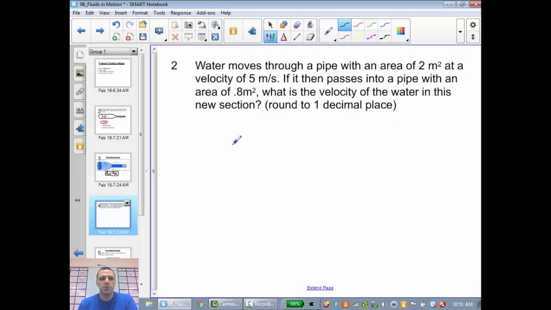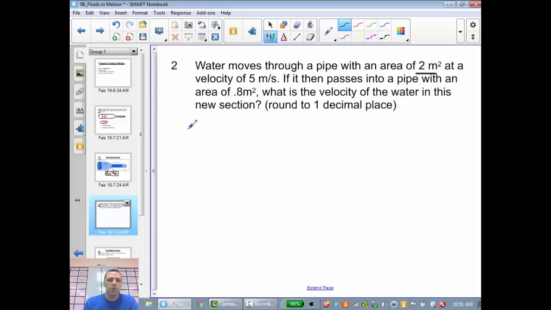And here's our example. It says water moves through a pipe with an area of 2 meters squared at a velocity of 5 meters per second. If it then passes into a pipe with an area of 0.8 meters squared, what is the velocity of the water in this intersection? So first we'll read through this again and pick out our key information.